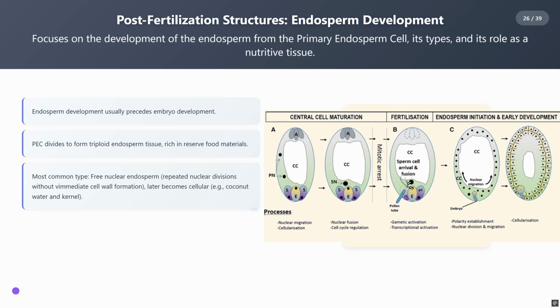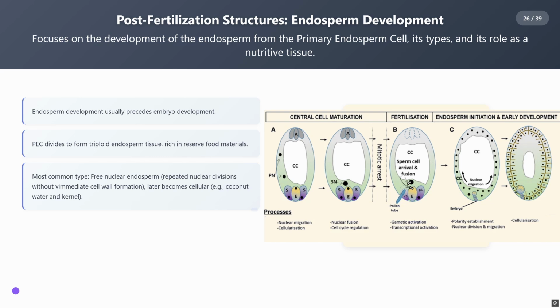Now, after this double event, there's a whole cascade of post-fertilization changes that happen in the ovule and ovary, isn't there? Yes, indeed. Following double fertilization, a series of significant events unfolds. We see the development of the endosperm, the development of the embryo from the zygote, the maturation of the ovule into seeds, and the transformation of the ovary into a fruit. These are all collectively known as post-fertilization events. Okay, let's tackle them one by one.